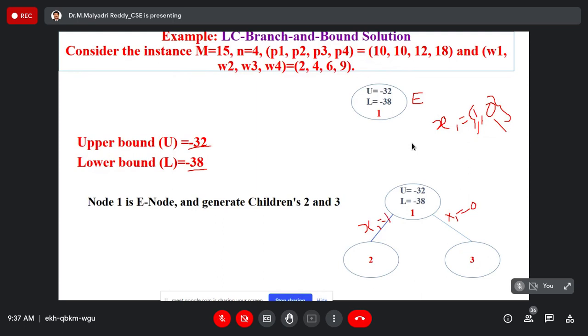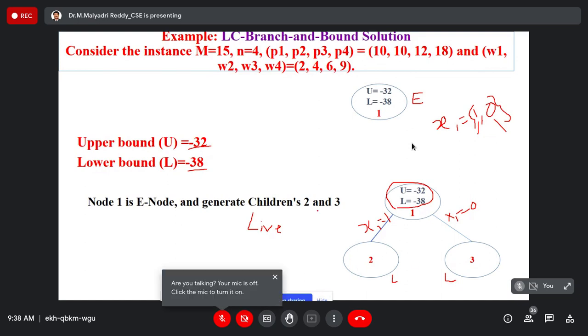So from the first node, 2 live nodes are generated: 2 and 3. All these children nodes become the live nodes. These are the upper bound and lower bound. This is the first level. Next I have to calculate the boundary functions for 2 and 3.